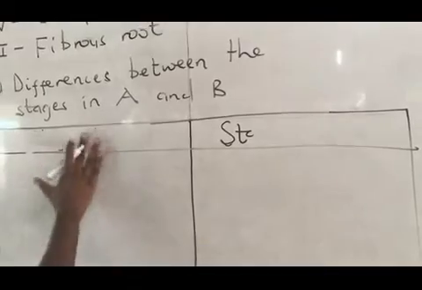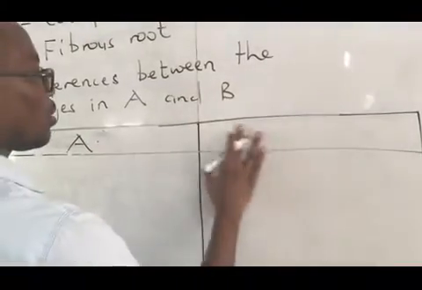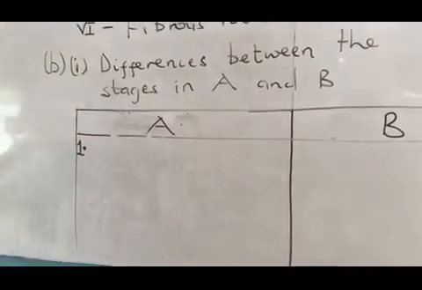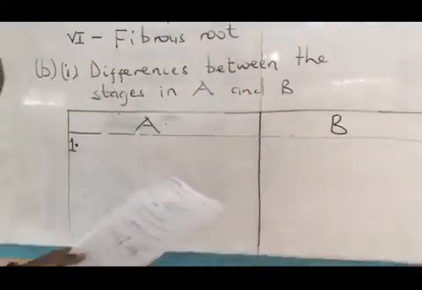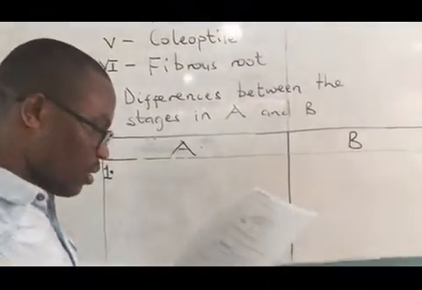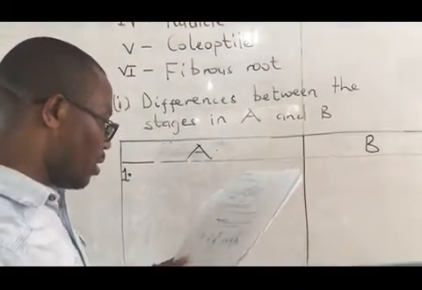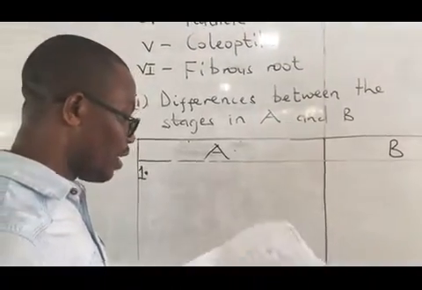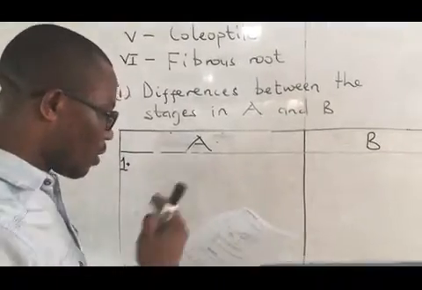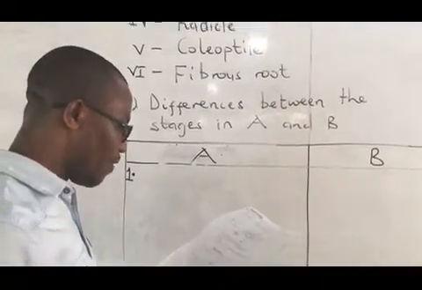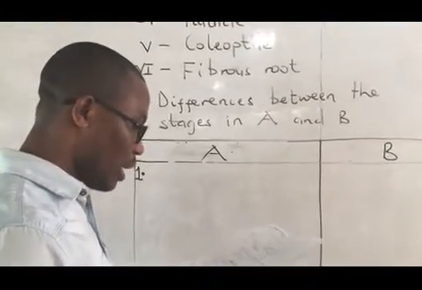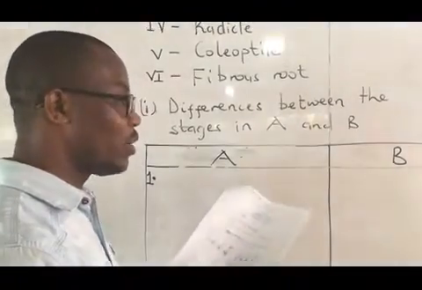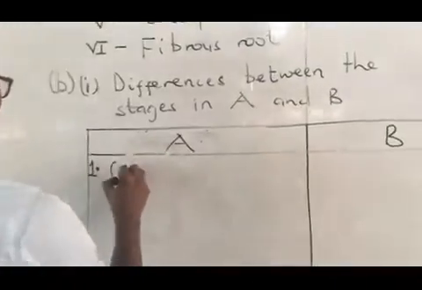Simply put, that's A and then B. Okay. If you compare the stages in A and B, the first thing you realize is that in the case of A, the cotyledon appears above the soil level, but in B, the cotyledon appears below the soil level. So that is one difference.